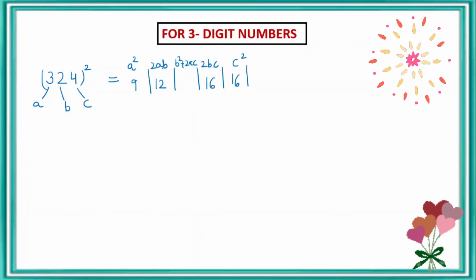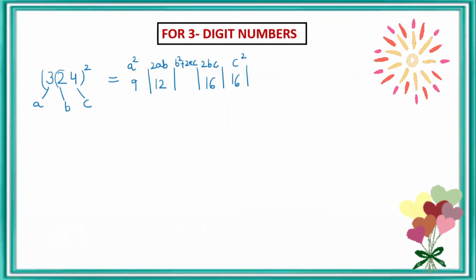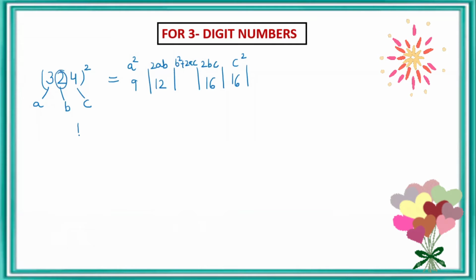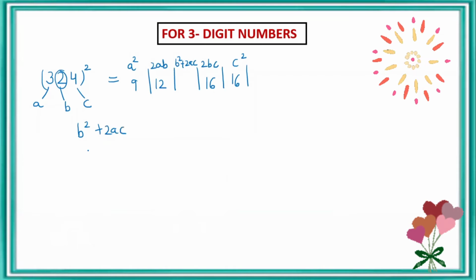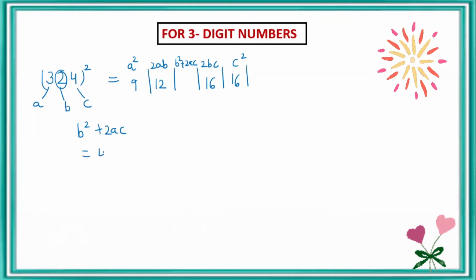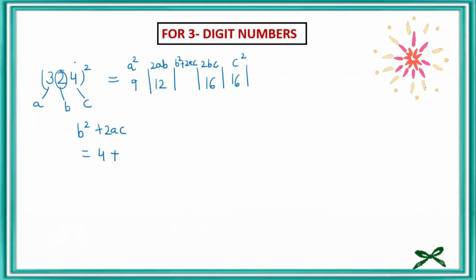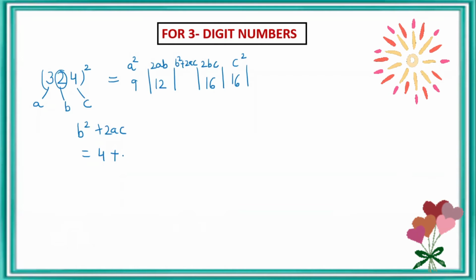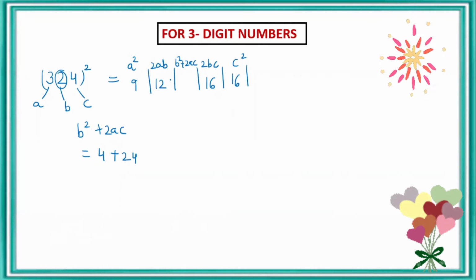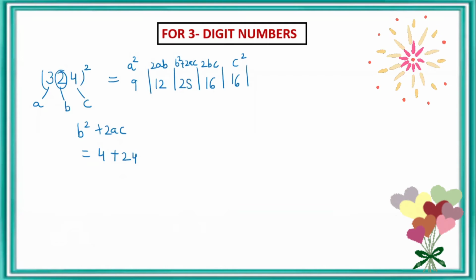Now the middle group is your B square. B square is 2 square, so 4. B square plus 2AC will be 4 plus 2 times AC. 2 into 3, 6. 6 into 4, 24. So 24 plus 4 will be 28.